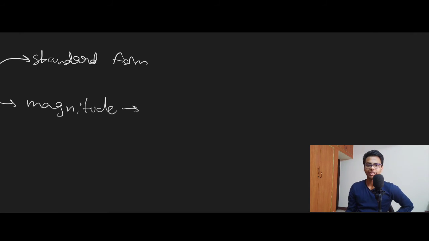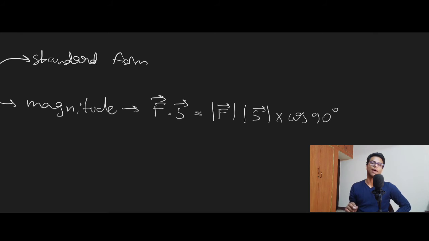So the dot product of any two vectors in the magnitude form, let's say we have two vectors, right? Let's take F vector and S vector itself, right? So if we do F vector dot S vector, the magnitude of this will be magnitude of F vector into magnitude of S vector into cos 90 degrees. And this is exactly why we say that no work is done if you are applying the force perpendicular to the displacement, right? So when you're carrying your book, you're actually applying a normal force which is acting perpendicular to your displacement. That is why no work is done, right?